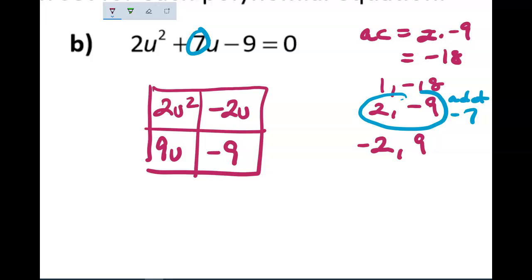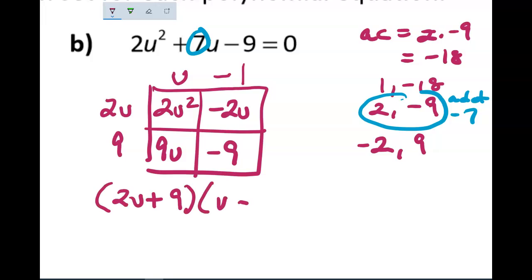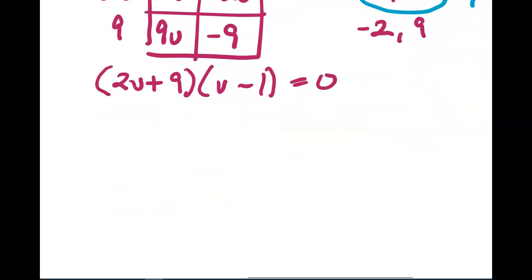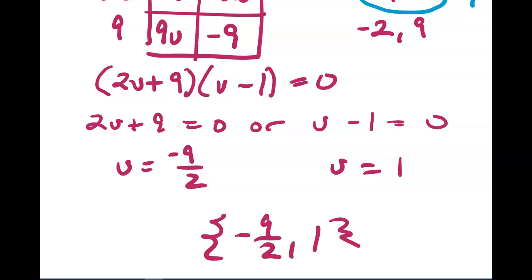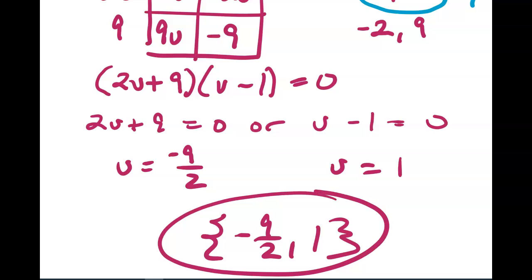The GCF of the top row is 2u, the GCF of the bottom row is 9, and 2u times u is 2u squared. 2u times -1 is -2u. We can check the rest of the products, but that gives us (2u + 9)(u - 1) is equal to 0. And then we can set each of those factors equal to 0. And that's going to give us u is equal to -9/2, or u is equal to 1. So there's our solution set for this equation.